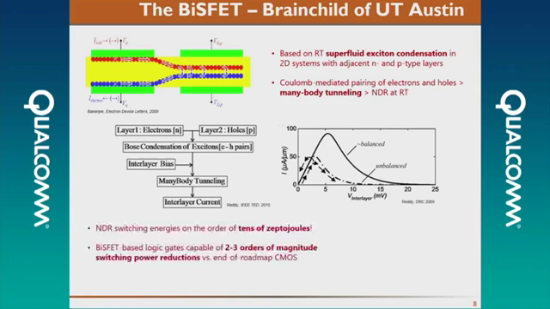Theoretical calculations have predicted the NDR switching energies to be on the order of tens of zeptojoules, that can afford BiSFET-based logic gates about 2 to 3 orders of magnitude switching power reductions over end-of-the-roadmap CMOS. And interestingly enough, the exciton condensate has been predicted in our heterostructure system very recently.